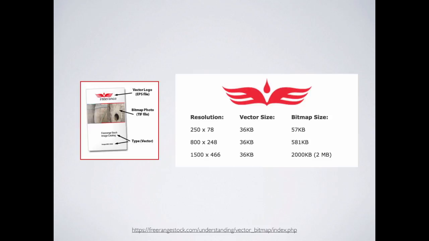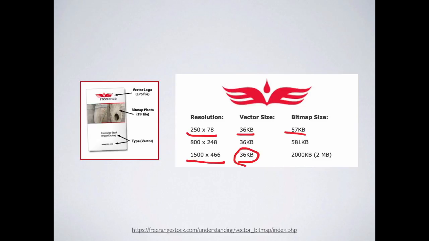So here's an example. We took this little logo at the top of this little brochure. We have different resolutions and sizes here. If we look at the first example right here, our resolution of 250 by 78, the vector size is very small, 36 kilobytes. The bitmap size is a little bit larger, 57. Not a big deal, relatively small size. Let's jump all the way up to a bigger size, 1500 by 466. Notice that the vector size is exactly the same. Doesn't matter how large it is, it's math. We can scale it up.